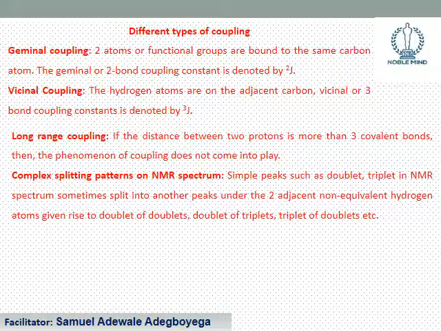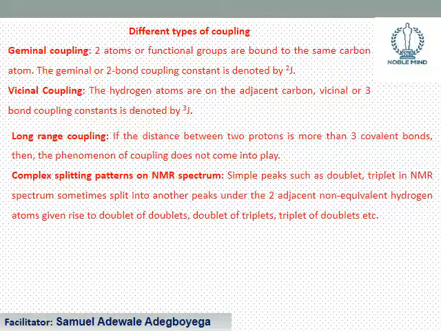Let's talk about different types of coupling. We may have geminal coupling, that is two atoms or functional groups bonded to the same carbon atom. You may have different environments even on the same carbon atom, so it's called geminal or two bond coupling constant, which is given as 2J. Vicinal coupling is where the hydrogen atoms are on adjacent carbons. You have vicinal or 3 bond coupling constant.